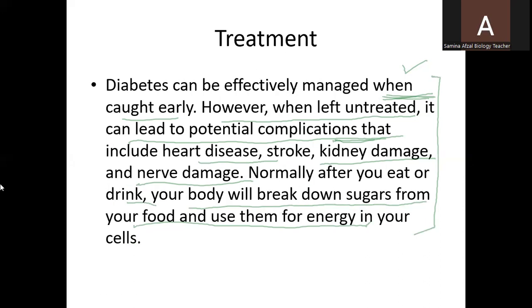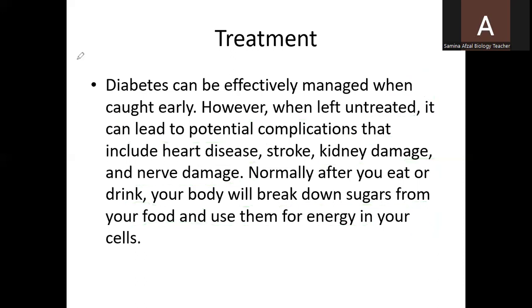And you can say there is no proper cure available for diabetes, but it can be effectively managed when caught early. When people come to know that they are suffering with diabetes, they can manage it. However, when left untreated, it can lead to potential complications that include heart disease, stroke, kidney damage, and nerve damage. So in this way, this one disease can lead to many other diseases if it is not treated, or it becomes complicated.